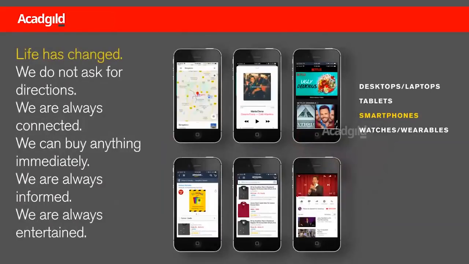With smartphones, things have changed so much. We do not ask for directions anymore. We are always connected. We can buy things immediately. We are always informed and we are always entertained. And look at the kind of options that we have, like the map, the music, Netflix, and YouTube, the Amazon store that can sell you specific products or specific fashion. So an immense amount of opening. And I know a whole load of people who are living on smartphones and not necessarily using anything else at all, because it doesn't demand anything more than that for them.